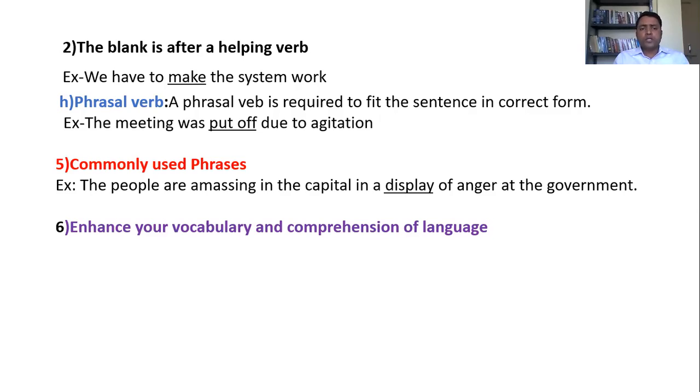If we know phrasal verbs, it is very easy to fill when the phrasal verb comes in the passage. Commonly used phrases. The people are amassing in the capital in a display of anger at the government. "In a display of anger" is a commonly used phrase here.